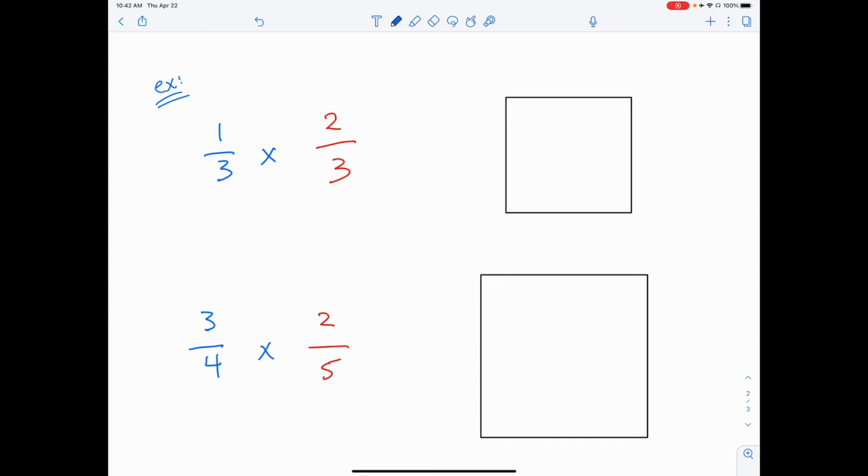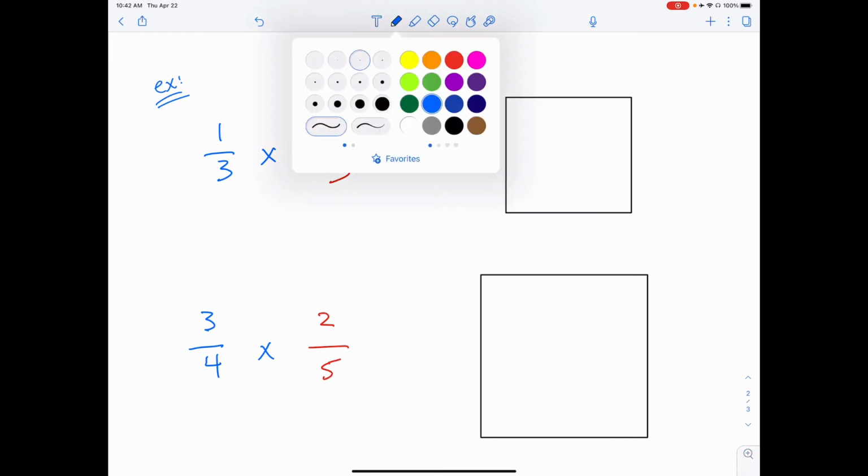So we take a look here. The first example says 1/3 times 2/3. In order to draw this, we need to separate our blocks into their proper sizes. So again, we mentioned here that the first one is talking about the rows.